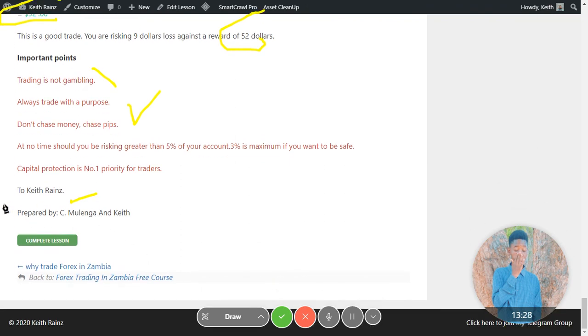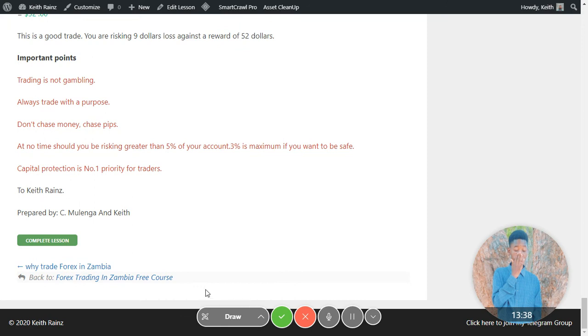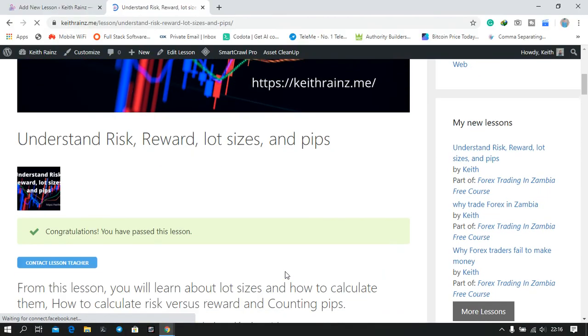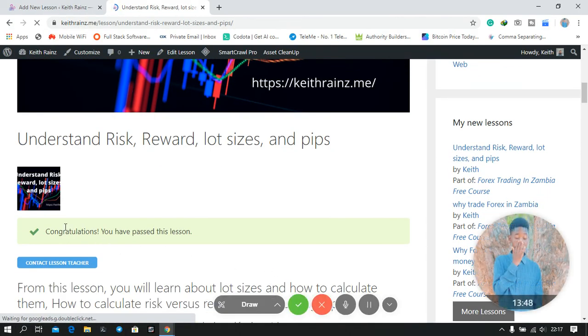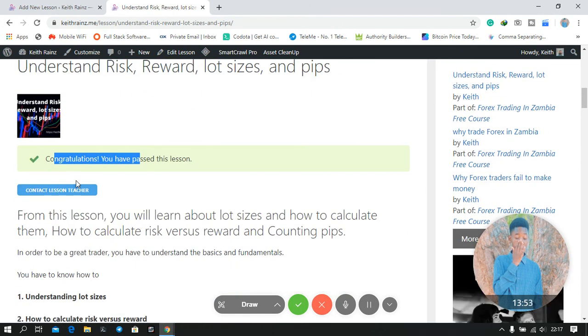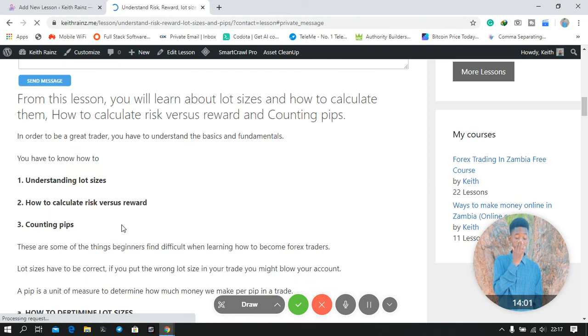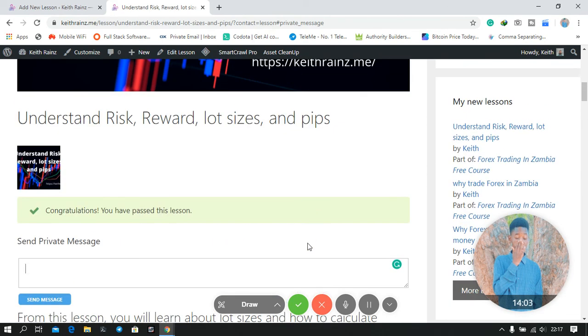As for me, I've completed this lesson, so I'm going to click on complete lesson right away. If you have any other questions while you're learning, you can just click on contact lesson teacher. You can contact me there and then, and I can get back to you by replying. So it's actually easier. Bye for now.